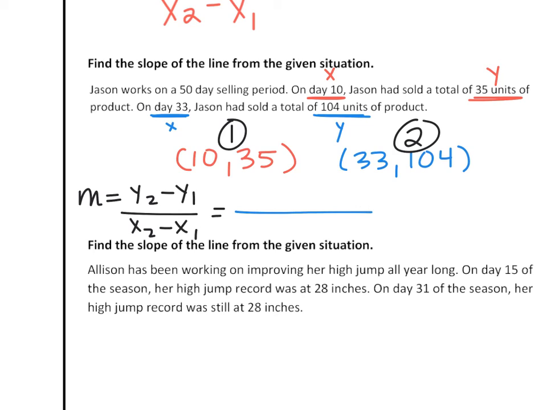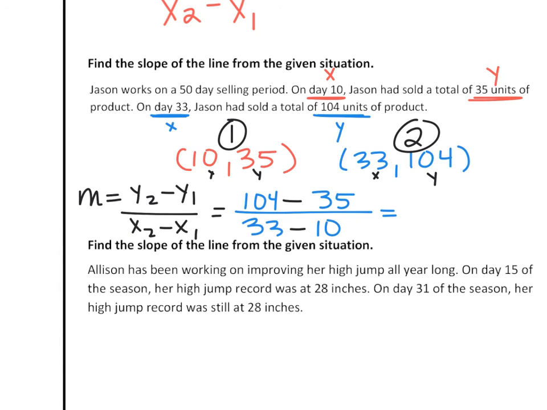Jack, what's my y value from the second point? Remember, you can write these x, y, x, y. And then we're going to subtract the y value from the first point. Alice, what is that? 35. Okay, on to our x values. The x2 is the x value from the second point, which is what, Elise? And Riley, we're going to subtract x1, which is what? Okay.